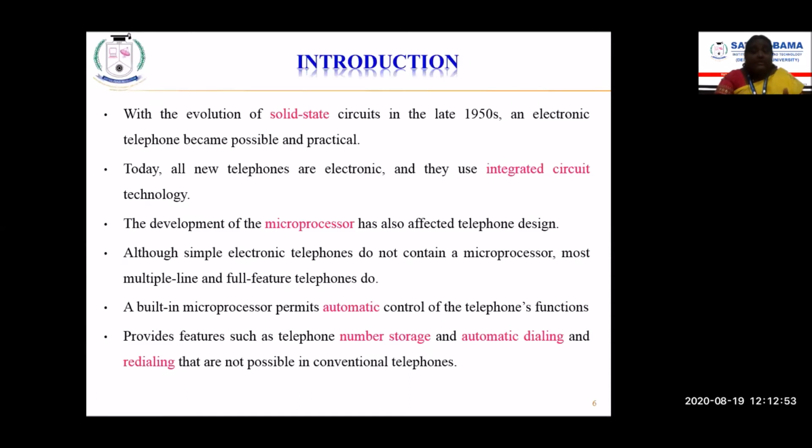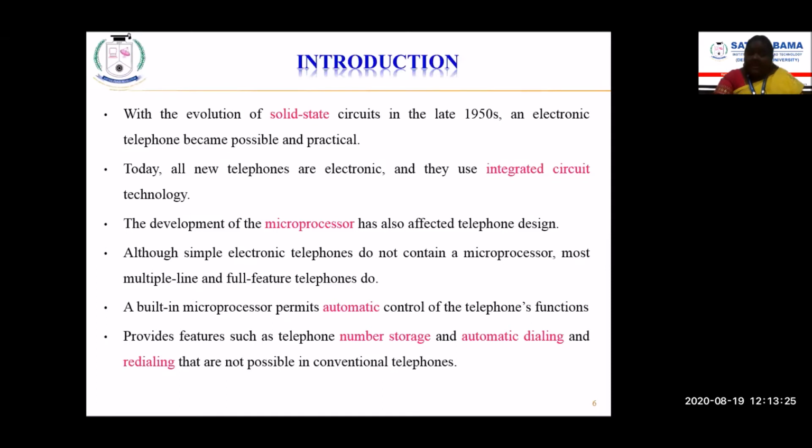Well, you all know that simultaneously you are learning the subject, Analog Integrated Circuits. Okay, so how these integrated circuits are developed, and what is the equivalent IC circuit conversion of normal analog devices, that is what you are learning here. So with the evolution of this IC technology, we are able to develop this standard electronic telephone. So today, all new telephones are electronic in nature, and they also use integrated circuit technology. So how is it happening?